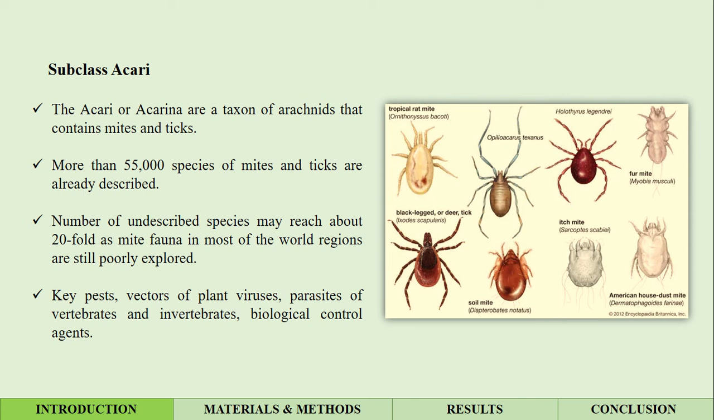These organisms are very diverse due to their very diverse diets. For example, some are predators, some are vectors of plant viruses, some are vertebrate and invertebrate parasites, and some of them can be used as biological control agents. This figure shows the morphological diversity of some species of these mites.